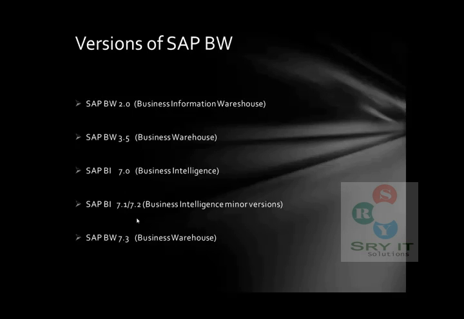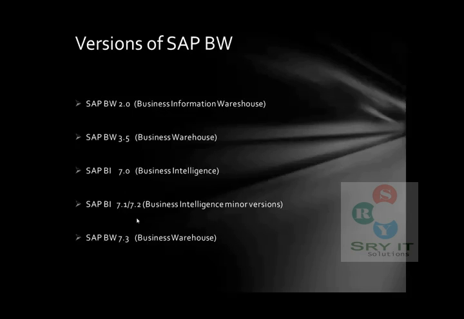BO 4.0. But they didn't want to follow the naming convention of the old company. As it had already been purchased by SAP, they wanted to give their own naming, so they renamed BO to BI. BI is nothing but Business Objects Intelligence 4.0: B for Business Objects, I for Intelligence. So nowadays, when you see SAP BI 4.0, that is the Business Objects 4.0 version.